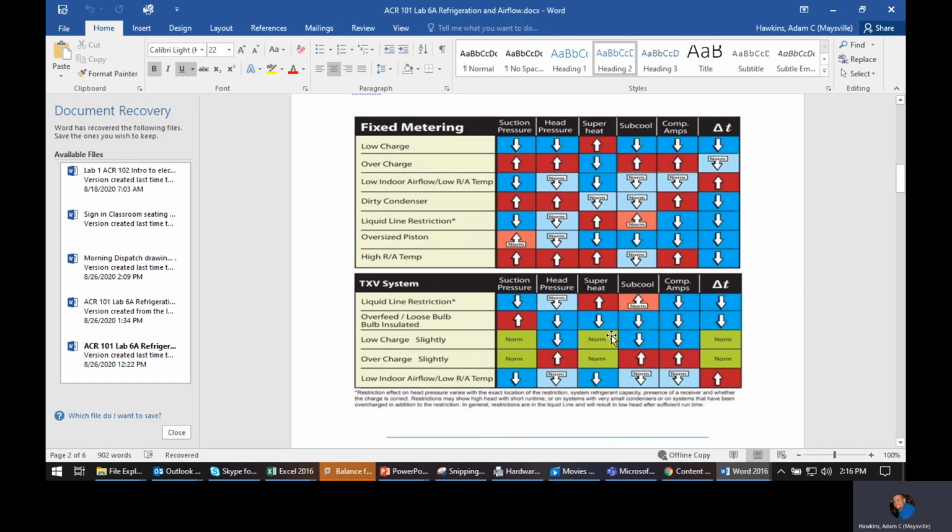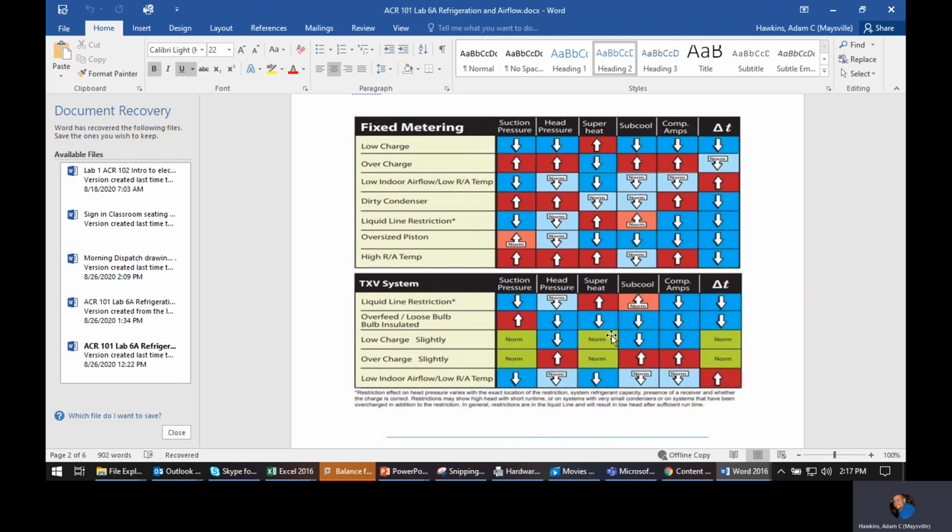So what that TXV is going to do is try to open and close to maintain a constant superheat, because it knows that if we maintain a constant superheat, then we're maintaining a constant flow of liquid refrigerant to the evaporator. And if it can allow more in and still do that, then that coil can do the maximum amount of work it's supposed to do.